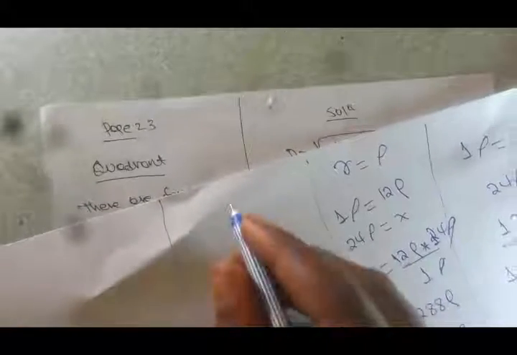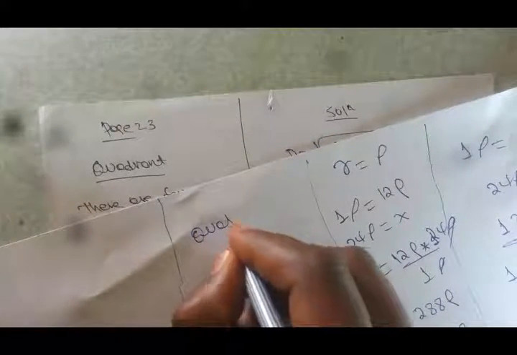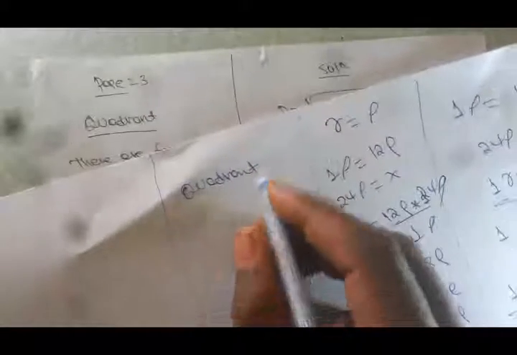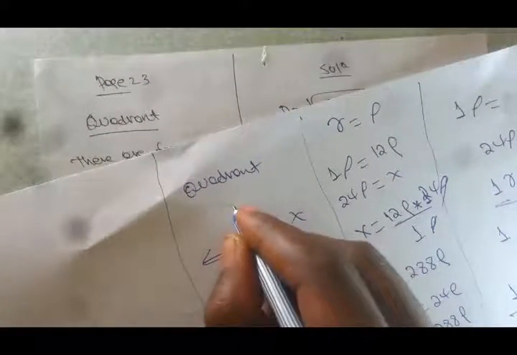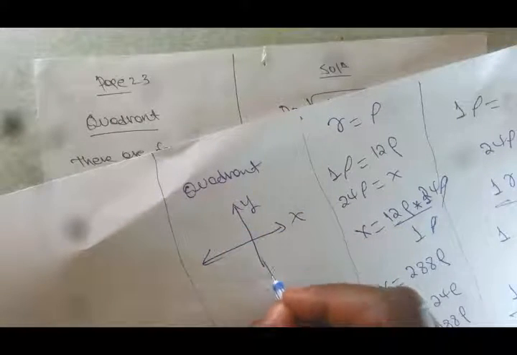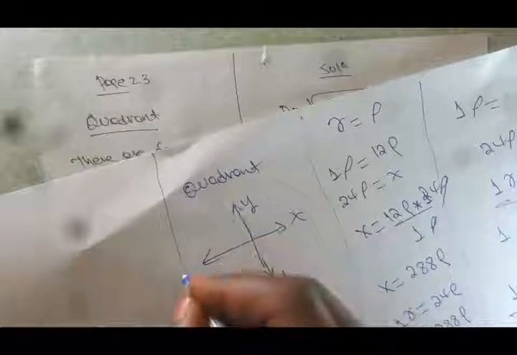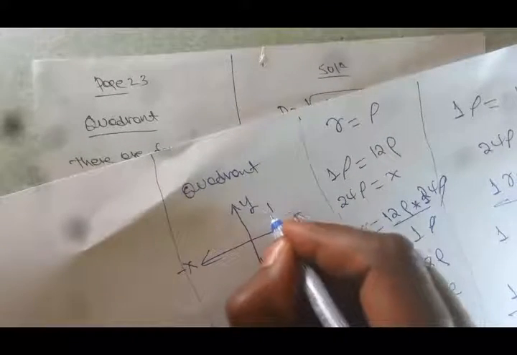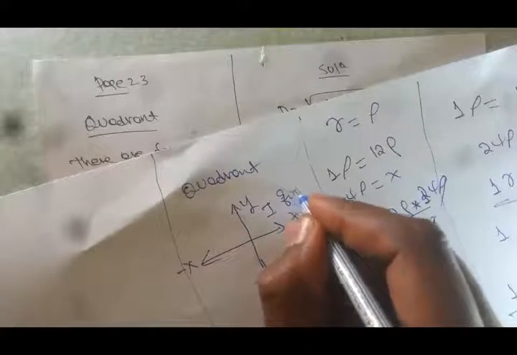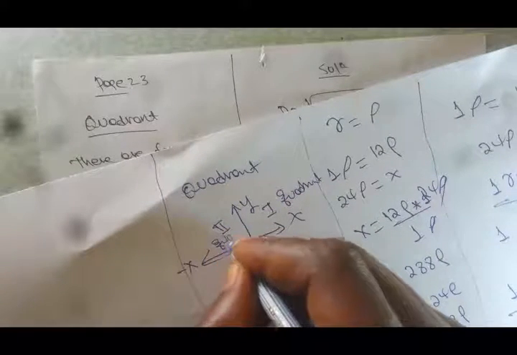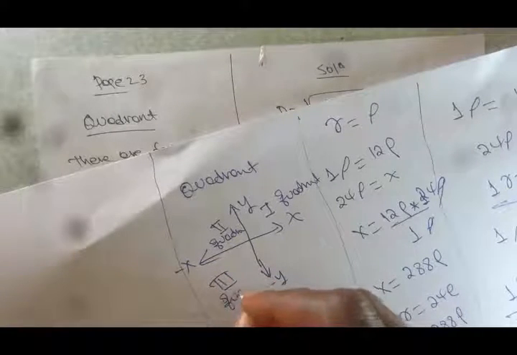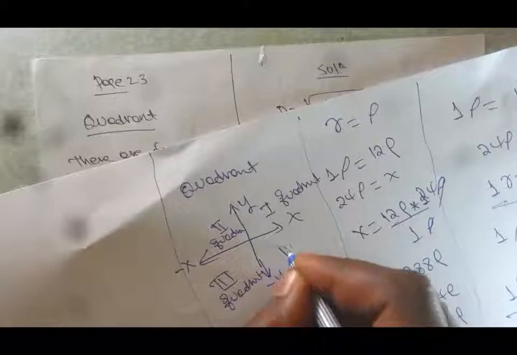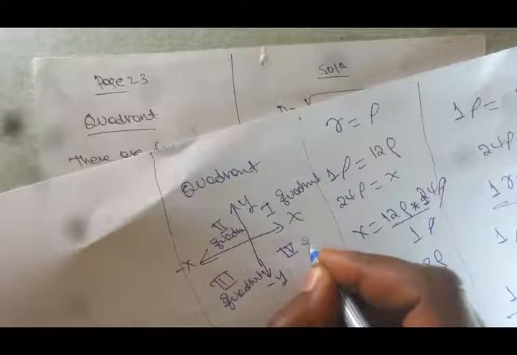And now we are going to talk about quadrants. We know that in the graph, this is X, this is Y, this is negative Y, and this is negative X. This is called the first quadrant. This is called the second quadrant. This is called the third quadrant. This is called the fourth quadrant.